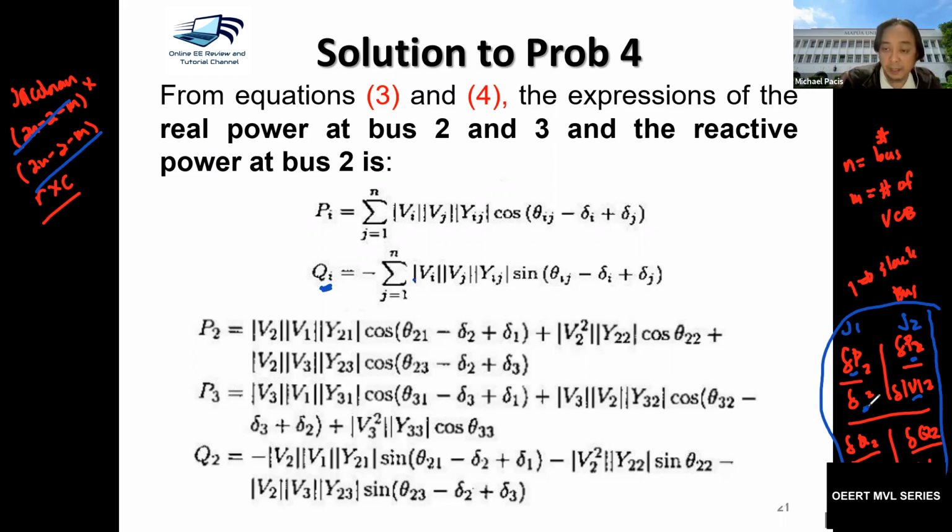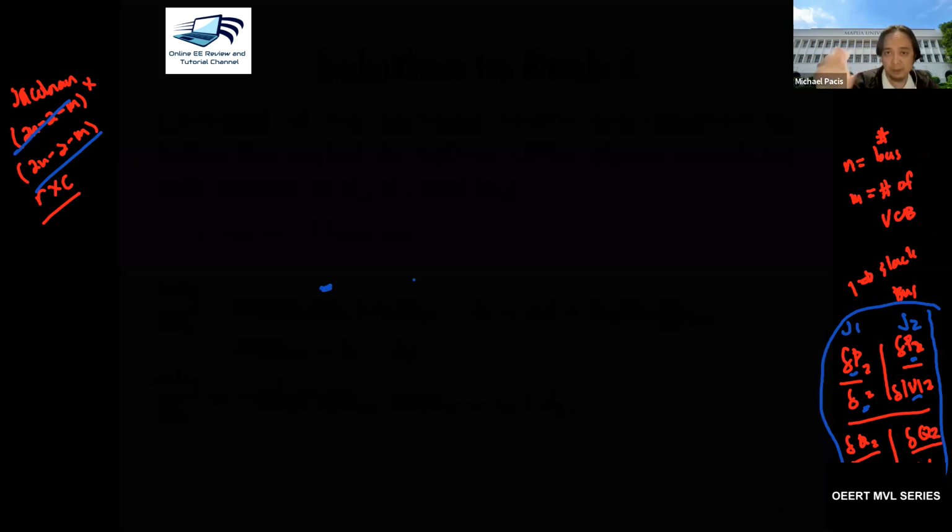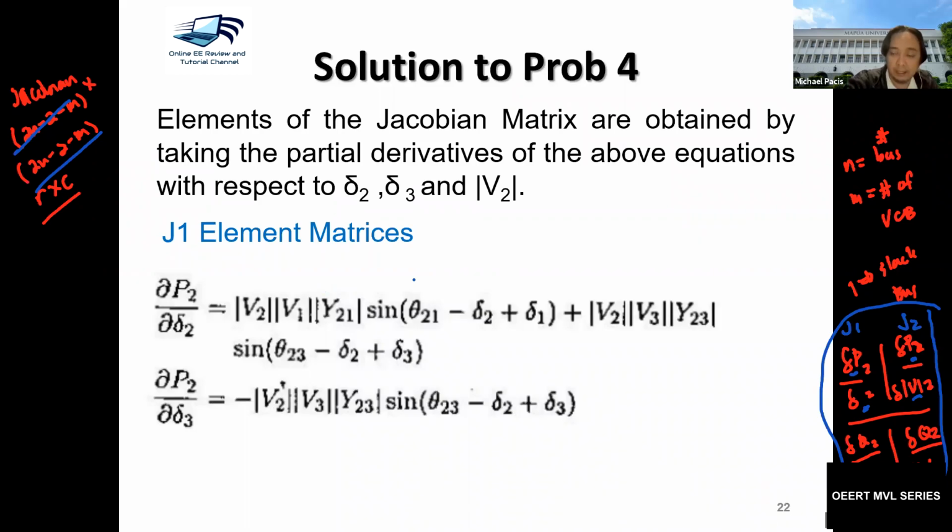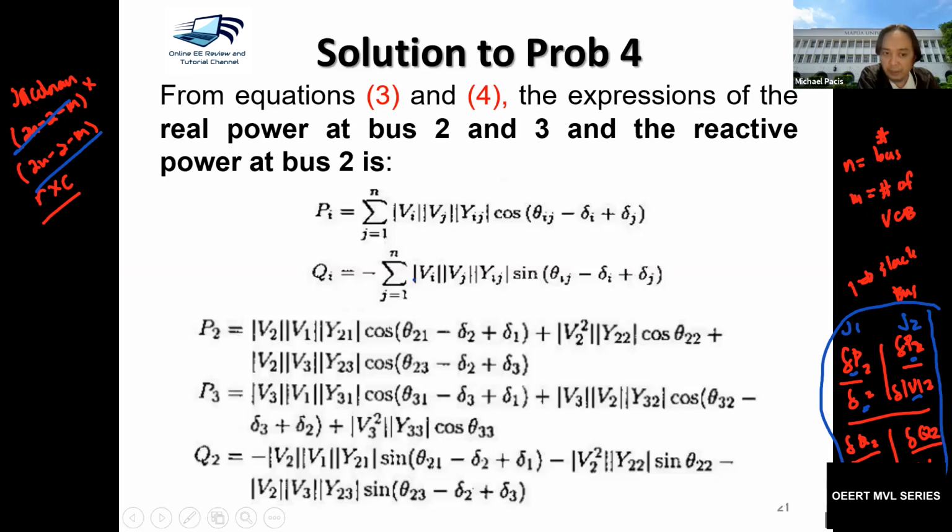Partial derivative of P2 with respect to angle 2. Okay. Now if you do so, I will not go into the math details so that we can conserve time, but I want you to understand this fully because this is one of your problem sets. What will happen? You will have the J element matrices, which is equal to this, the J1 element matrices. If you take the partial derivative of P2 with respect to angle 2 of this equation, and do this also for P3, and then Q2 in terms of the angle and then the voltage magnitude, then you can now have the elements of your J1, J2, J3, J4 respectively.